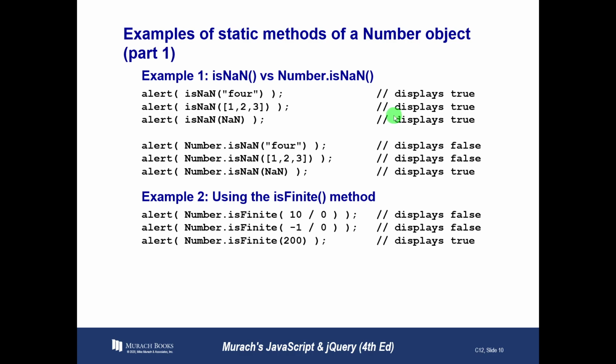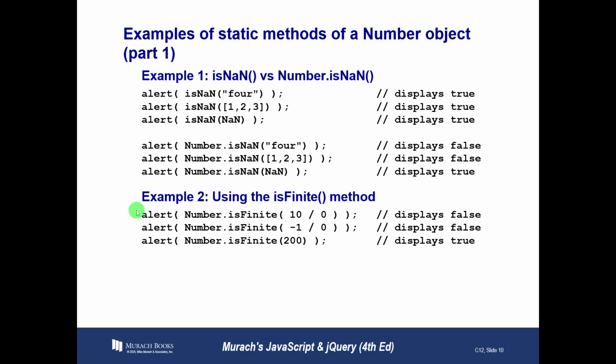Now let's compare that to Number.isNaN, which is the same named function, except this is the function that is part of the Number object, and it does not try to convert them. So isNaN with a string is going to display false. isNaN with this array is going to display false, and isNaN with NaN will display true. So you can see they get different results. So you need to understand which one you're using, whether you're using the global isNaN or the Number.isNaN. Number.isNaN looks to see if it's a number first. It does not try to convert it to a number if it's not a number. And then it tests to see if it's a valid number.